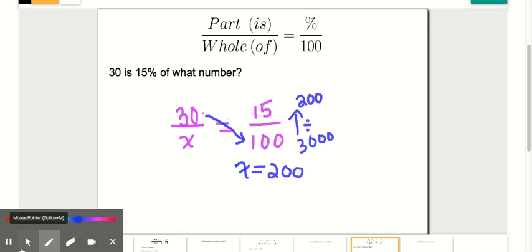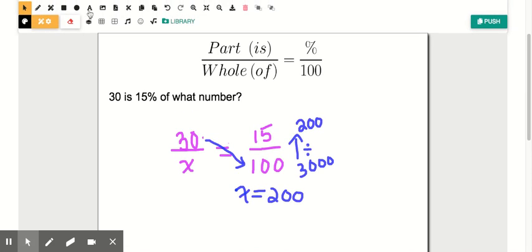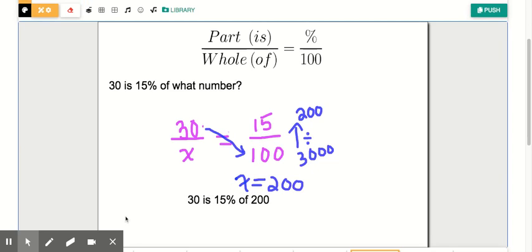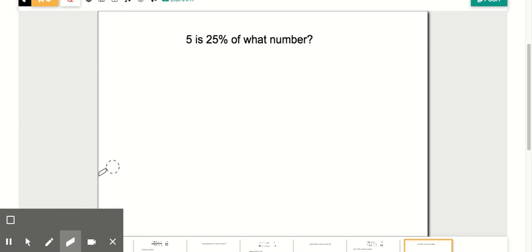And now I'm going to rewrite that so that everything makes sense and I can make that connection. 30 is 15% of 200. And there I go. So now using that, everything should make sense. All right. Now I'm going to let you do this one on your own. 5 is 25% of what number? You can go ahead and pause and work on that on your own.